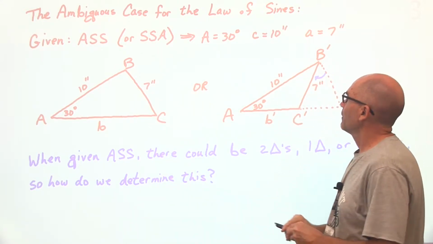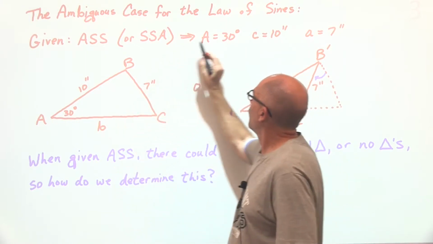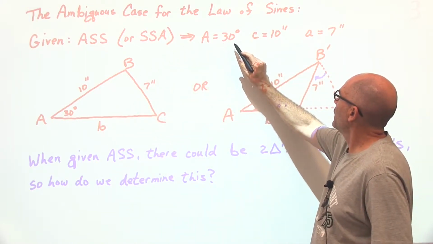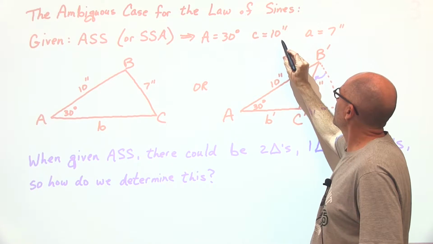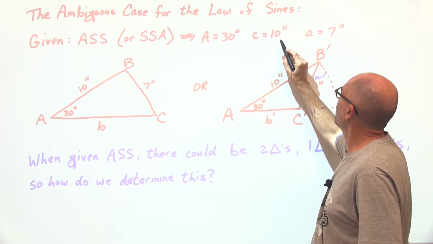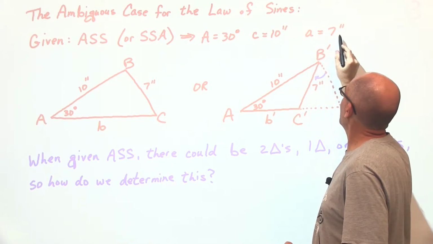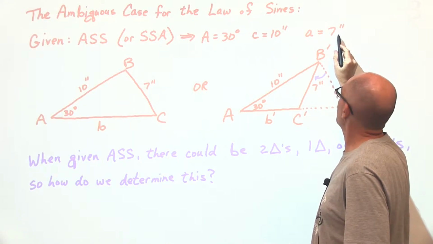Let's see what happens. I'm going to take a triangle where angle A is 30 degrees, side C is 10 inches, and side A is 7 inches.